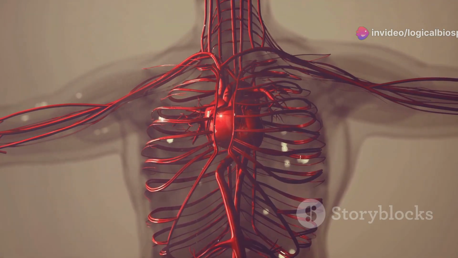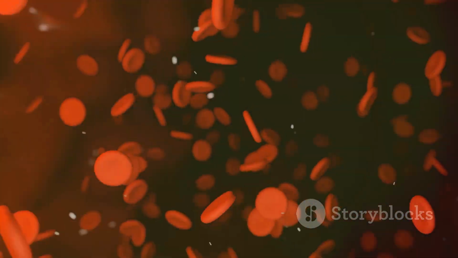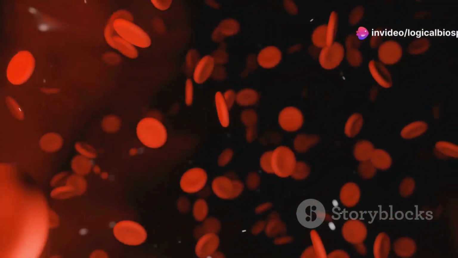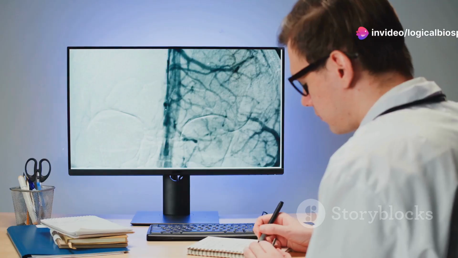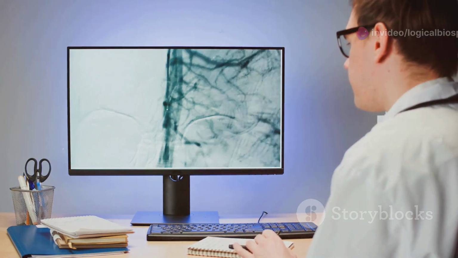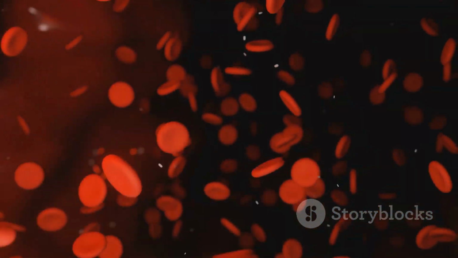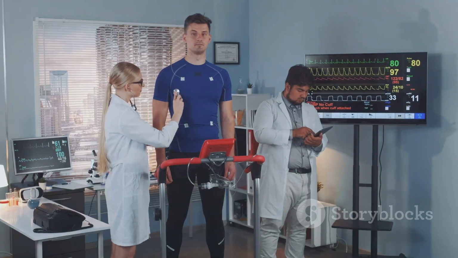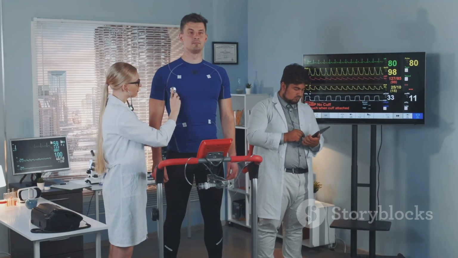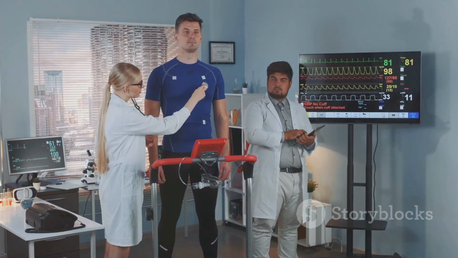Thus, the human circulatory system is essential for sustaining life, ensuring that oxygen, nutrients and waste products are efficiently transported throughout the body. Its components, the heart, blood vessels and blood, work together to maintain homeostasis and ensure proper functioning of tissues and organs. Understanding the circulatory system's structure and function is key to maintaining cardiovascular health and preventing circulatory disorders.